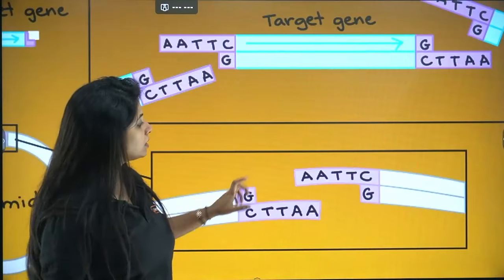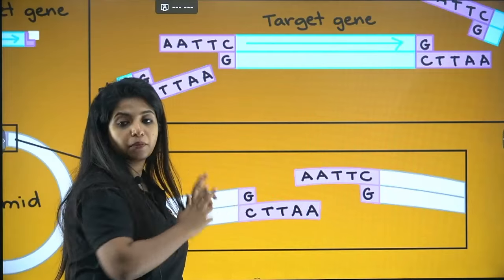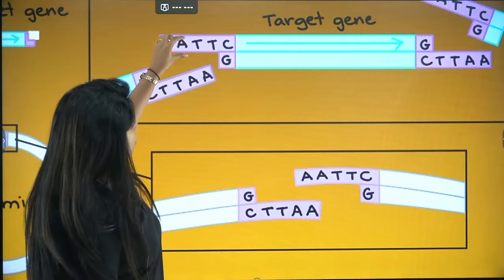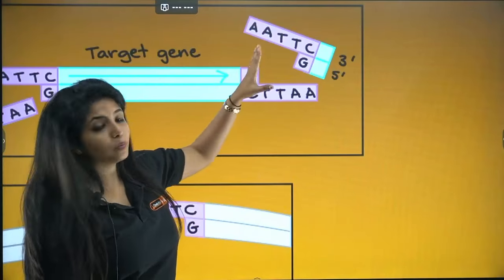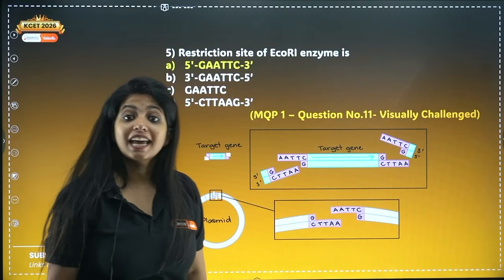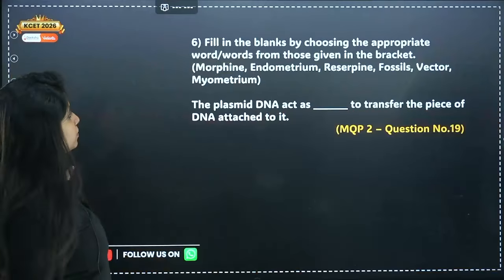Now, wherever I want to insert it, I will be cutting the plasmid also with the same type of enzyme so that I get the same sticky ends. These ends are known as sticky ends. Now this part can come and join over here, right? And the other part will also come and join on the next part of the plasmid. So that is known as sticky ends. They're waiting for hydrogen bonds to be formed.